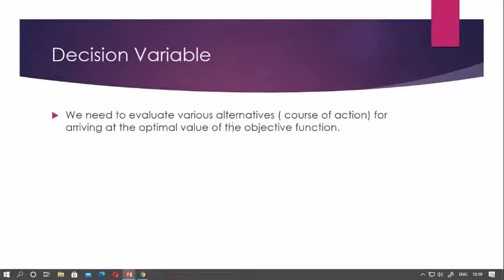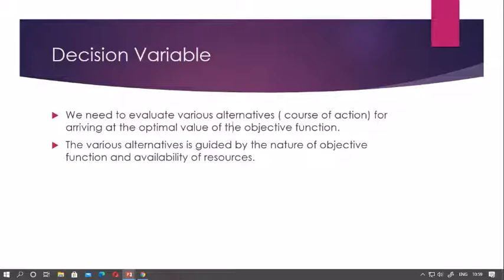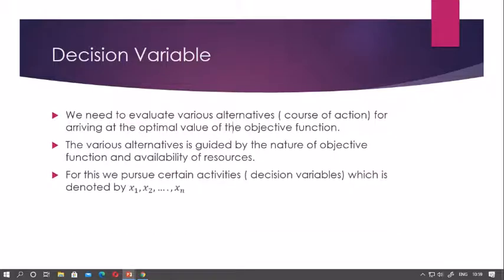We need to evaluate various alternatives, in the sense of courses of action, for arriving at the optimal value of the objective function. So obviously, if there are no alternatives to select from, we do not need LP or linear programming. The evaluation of various alternatives is guided by the nature of the objective function and the availability of resources. For this, we pursue certain activities which are also called decision variables, and they are usually denoted by x1, x2, etc., xn. The value of these activities represents the extent to which each of these is performed.